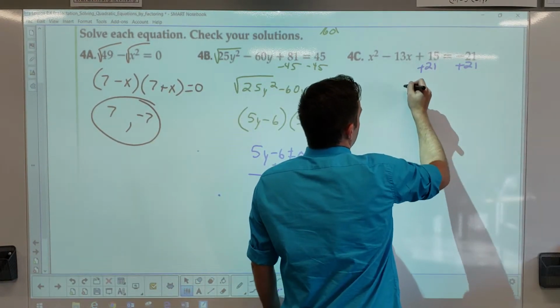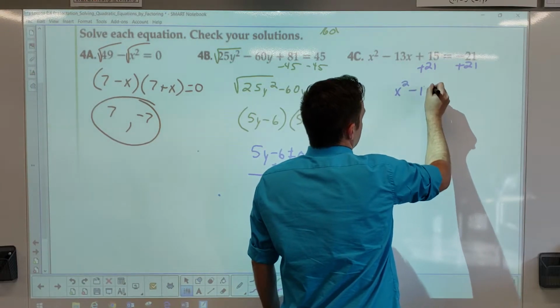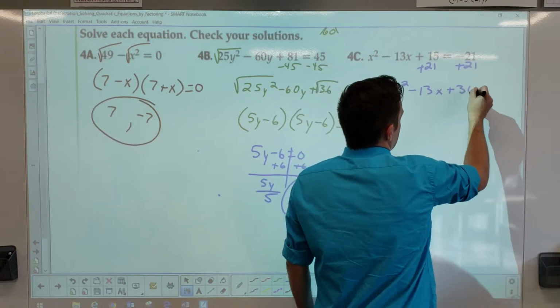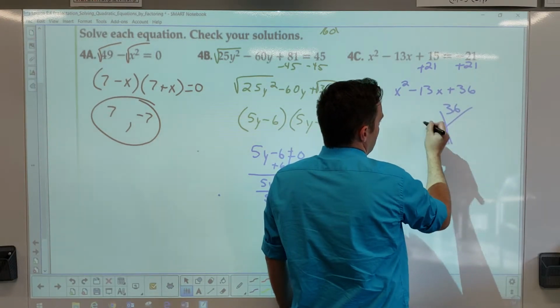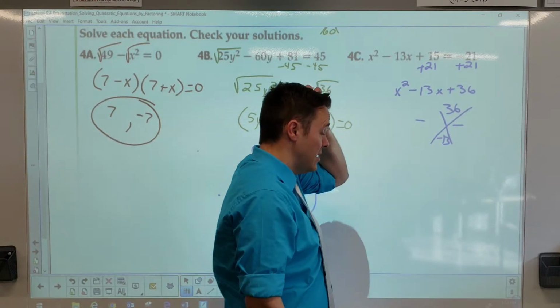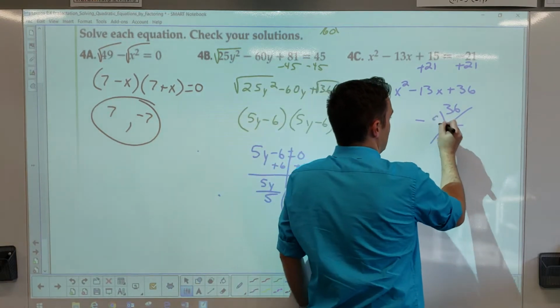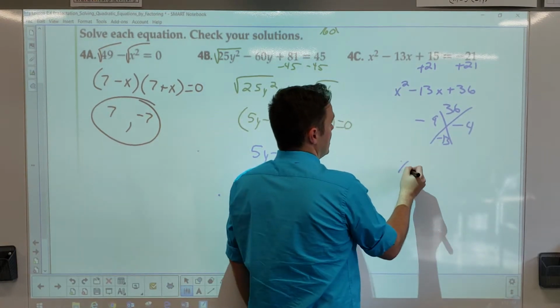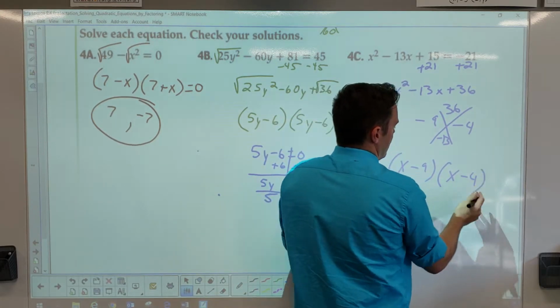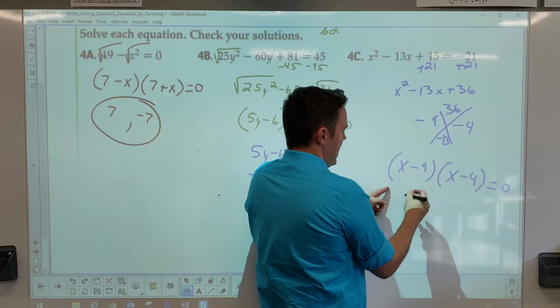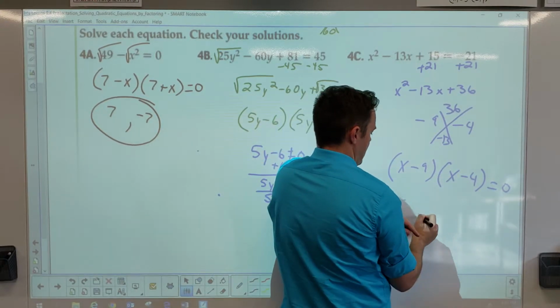All right, add 21. So it'd be x squared minus 13x plus 36. Do your x, 36 and negative 13. I know this is going to be a double negative. And the answer is 9 and 4. So it's going to be x minus 9, x minus 4. So my solutions would be 9 and 4.